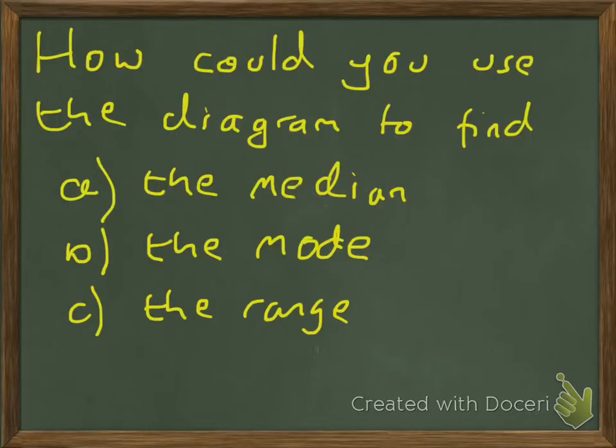So finally, the extension questions. Stem and leaf diagrams are useful for finding out various other important pieces of data from our information, so things like the median, the mode, and the range. What I'd like you to do is try and figure out how you could use your diagram that you've just drawn to find the median, the mode, and the range of the data that you've been given.